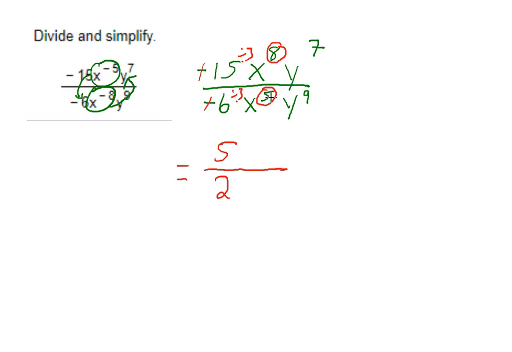So it's going to be 8 minus 5, which will be 3, and then the answer is going to go on top. So the base stays the same. 8 minus 5 is going to give me a positive 3. Put the answer in the numerator.